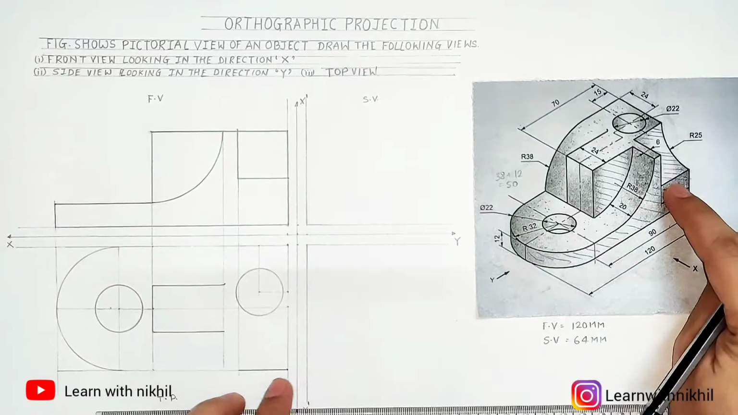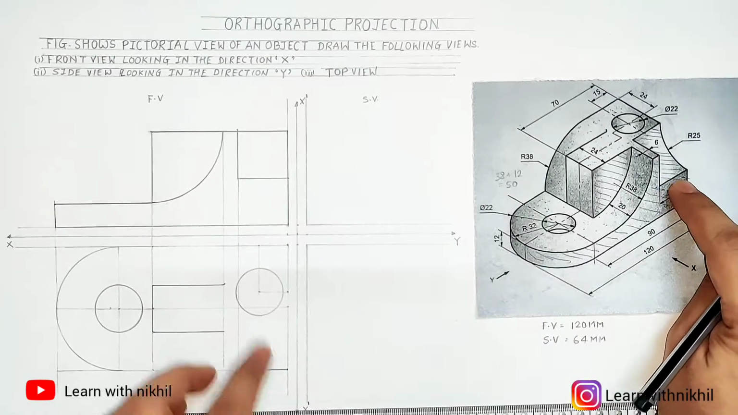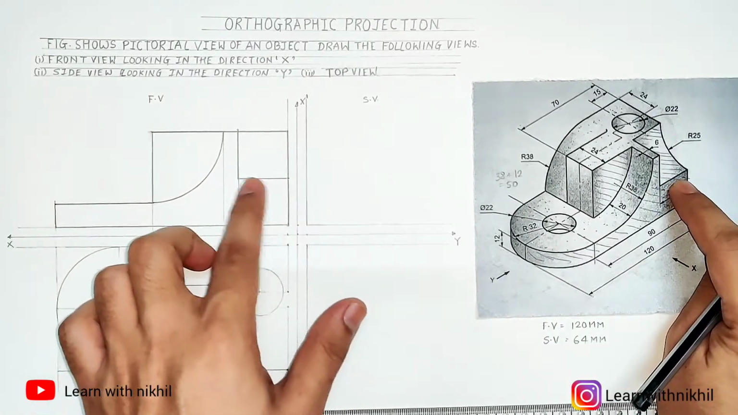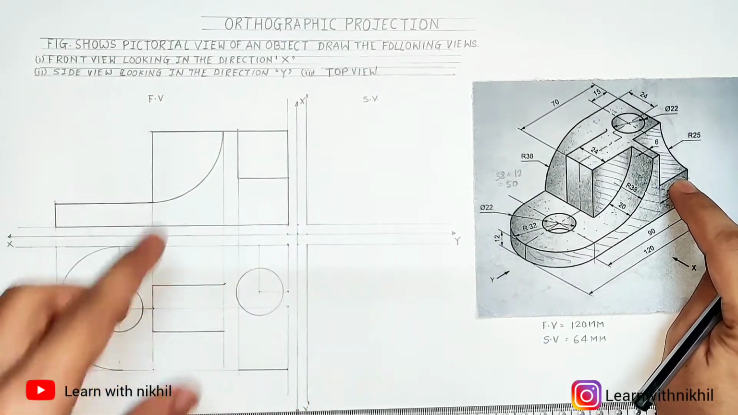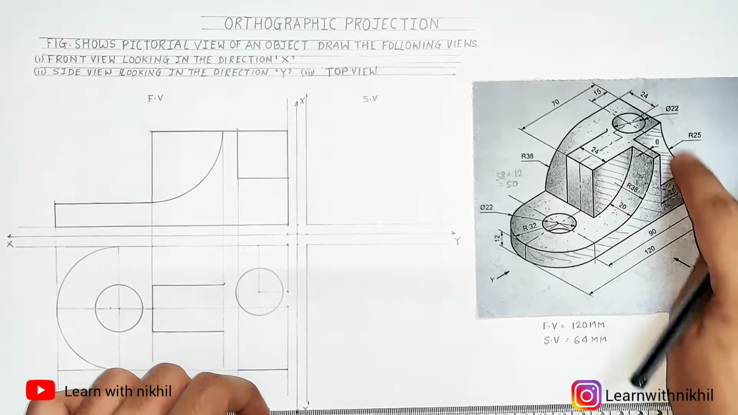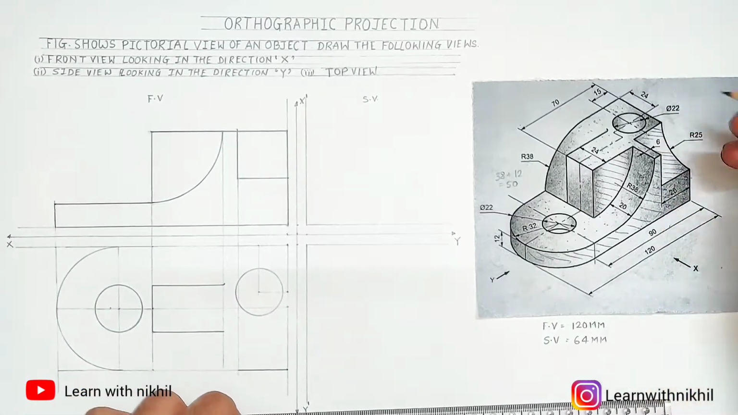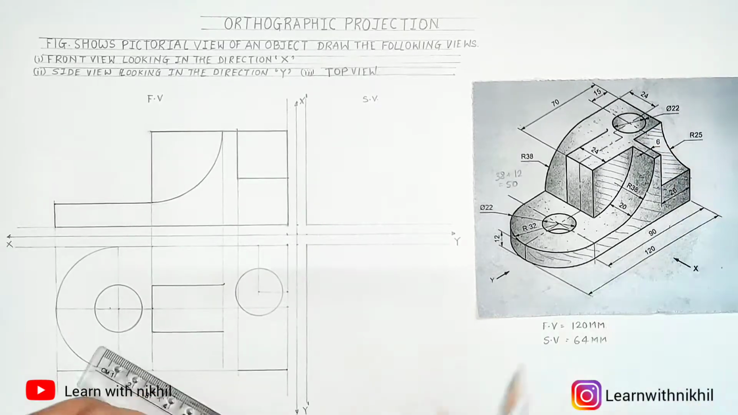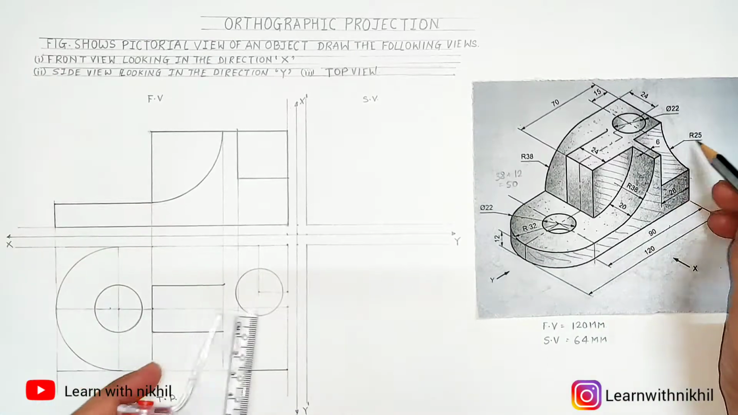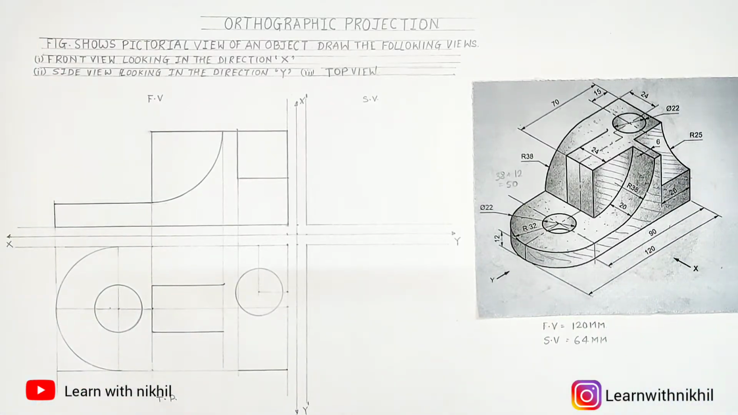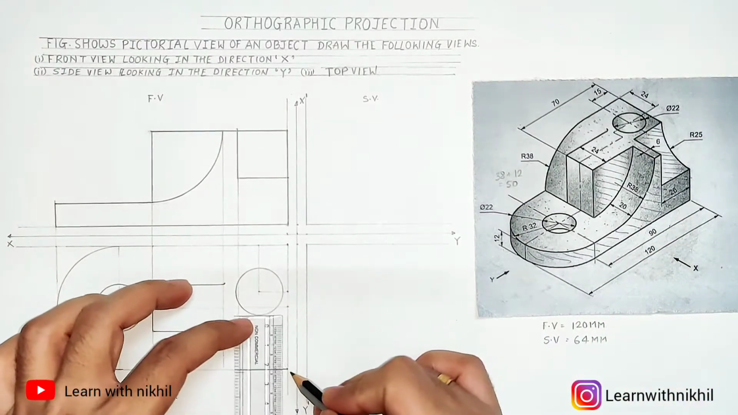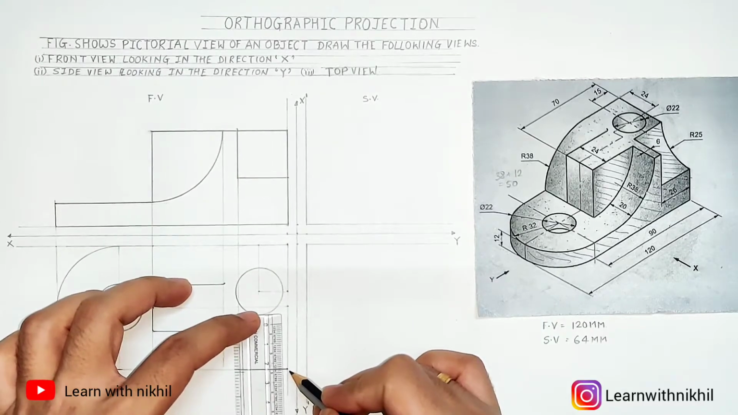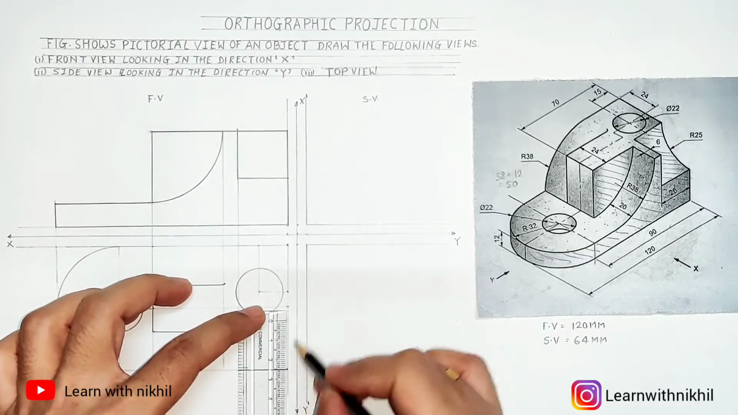This distance is 26. Now the height of this rectangular block is nothing but the radius given of the curve, that is 25. So height will be 25 and width will be 26. So this height is 25 millimeter.